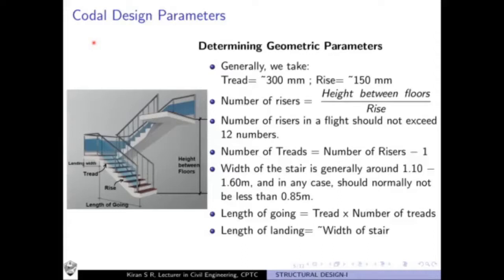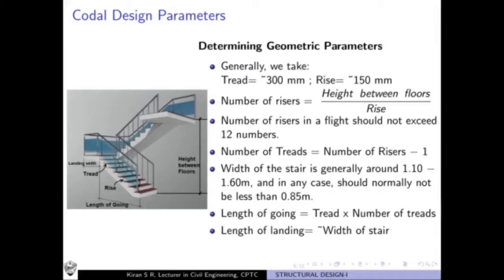So now let us study how to design a staircase. Strictly we will be following the codal procedures, and the basic thing to be kept in mind is that a staircase is basically a kind of slab. We already discussed that a staircase is composed of inclined flights of steps, and you have a base slab and a landing slab also.